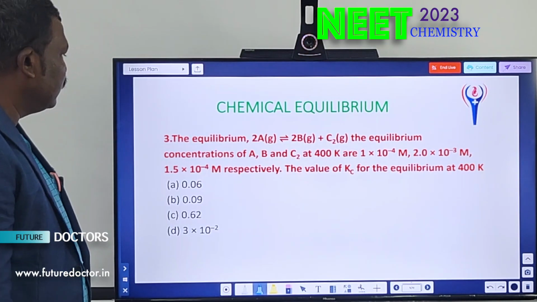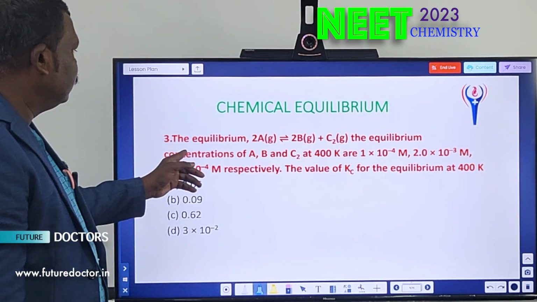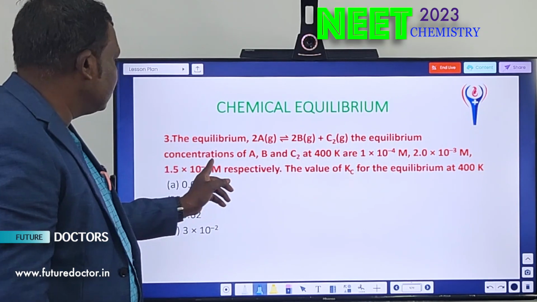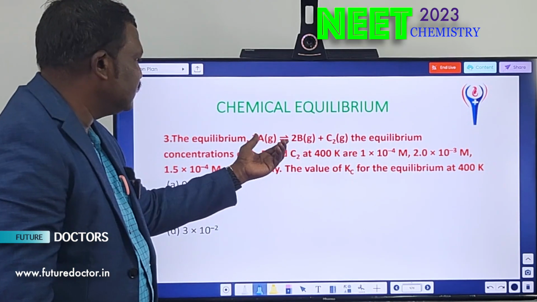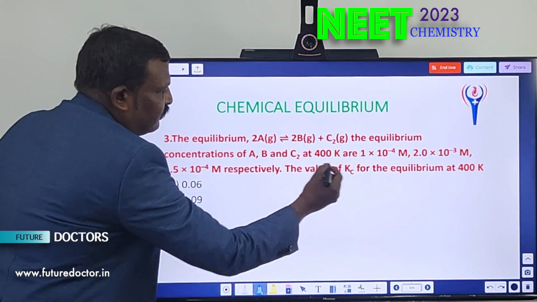Next one, simple one here. They're asking to find only the value of the equilibrium constant Kc. An equation is given, so we have to find the equilibrium constant.